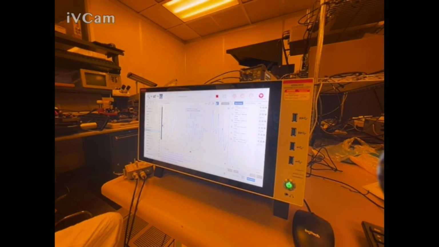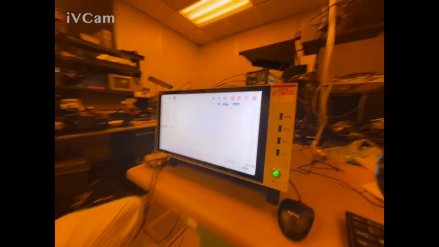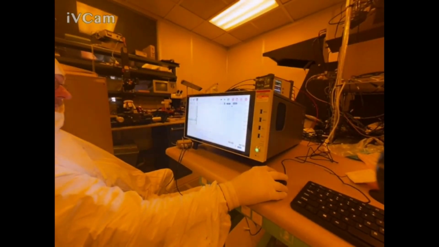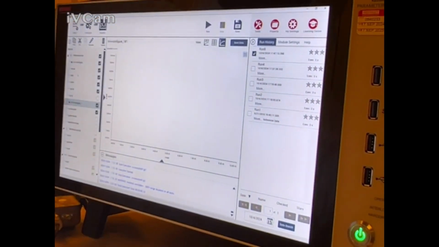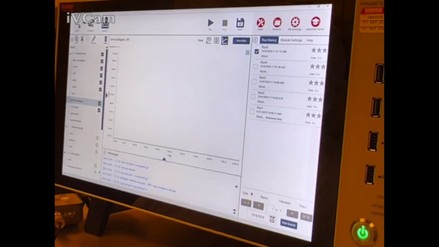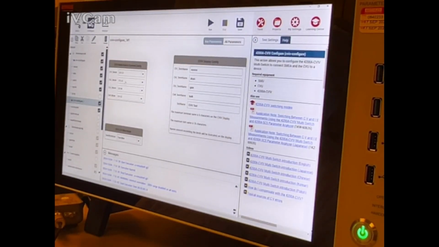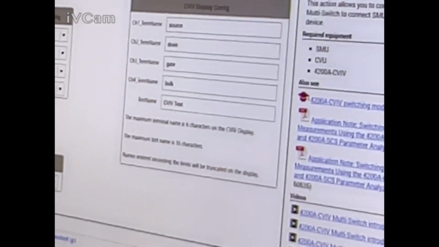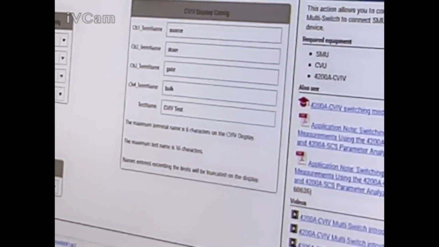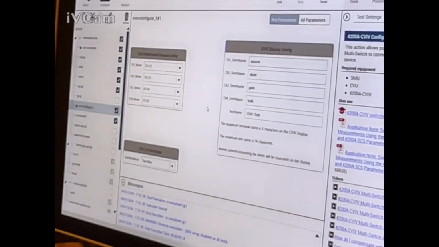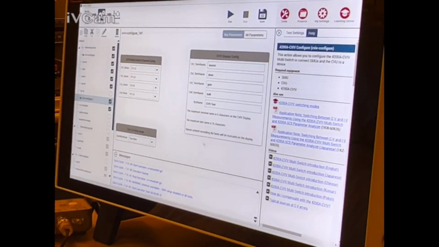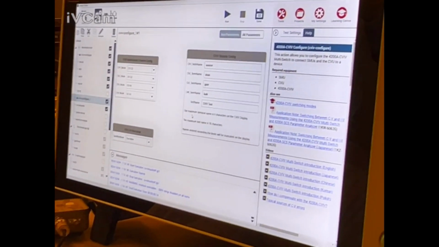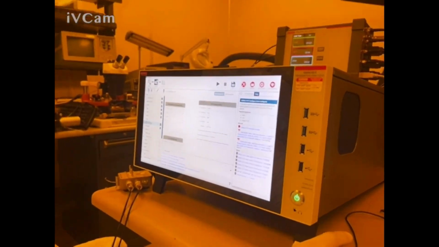Huh, it's not working. Why is it not working? I think I did that right. Gate, drain. Let's see. CV low, CV low. Okay. Channel 3 is the gate, which we all have. Why isn't this working? 2-wire or 4-wire. This should work. 4 is the bulk.